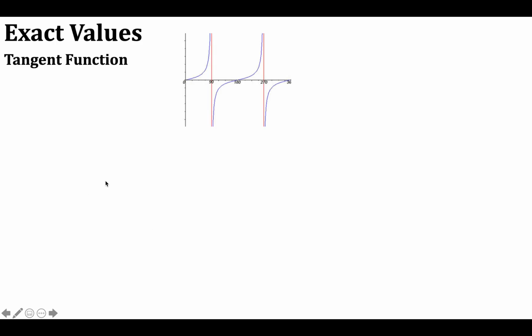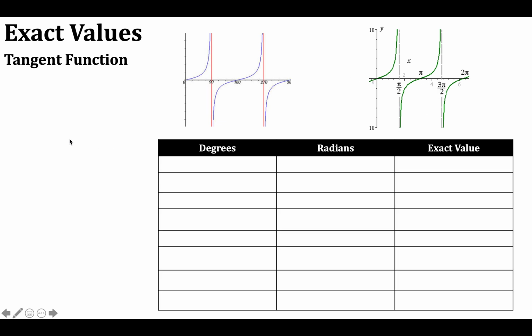Finally, we'll look at the tangent function. So you might remember this graph from last year. So we've got asymptotes here, that's the red lines, and asymptotes are where the curve gets very close to that red line, but it never ever hits it. So we'll talk about that more in a wee minute. And here's the tangent function in radians as well. So we'll go through all the same values.